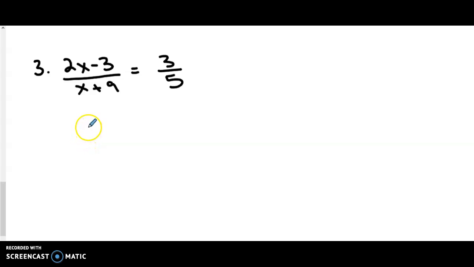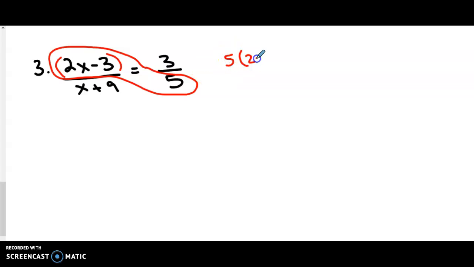So step 1 when solving proportion equations is to cross multiply. Since we're going to multiply this 5 times 2x minus 3, I'm going to group those together in parentheses. Parentheses group things together. So we're going to cross multiply all of this. We're going to multiply 5 times (2x minus 3). And then we're also going to cross multiply 3 times (x plus 9).